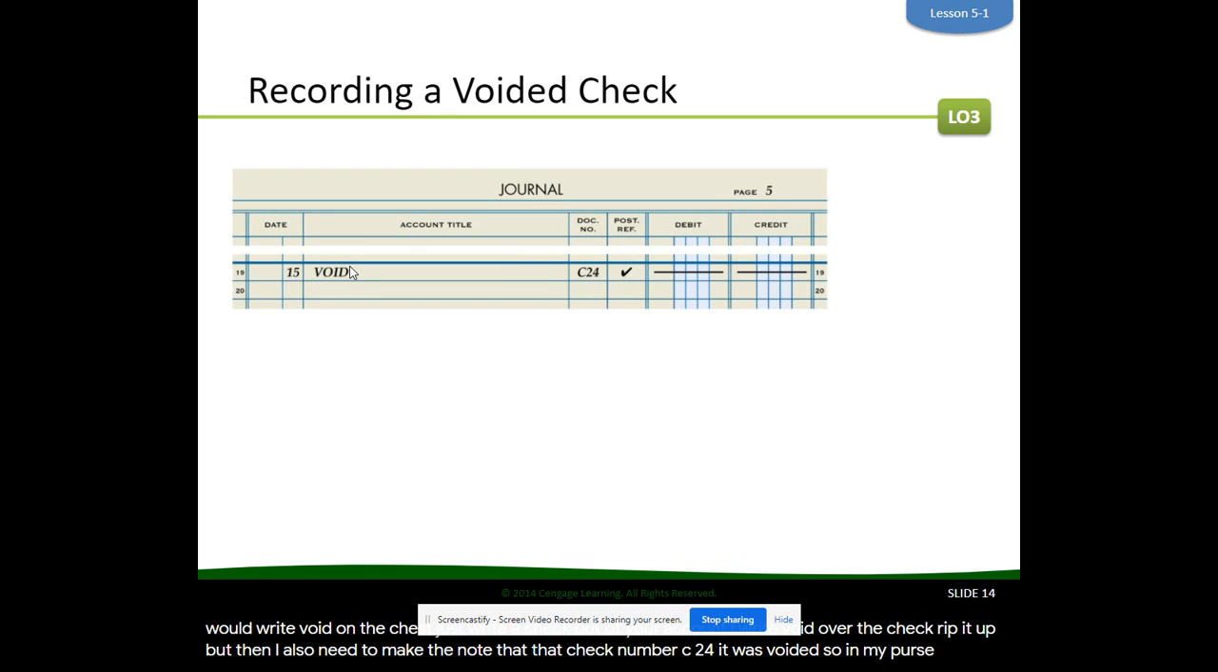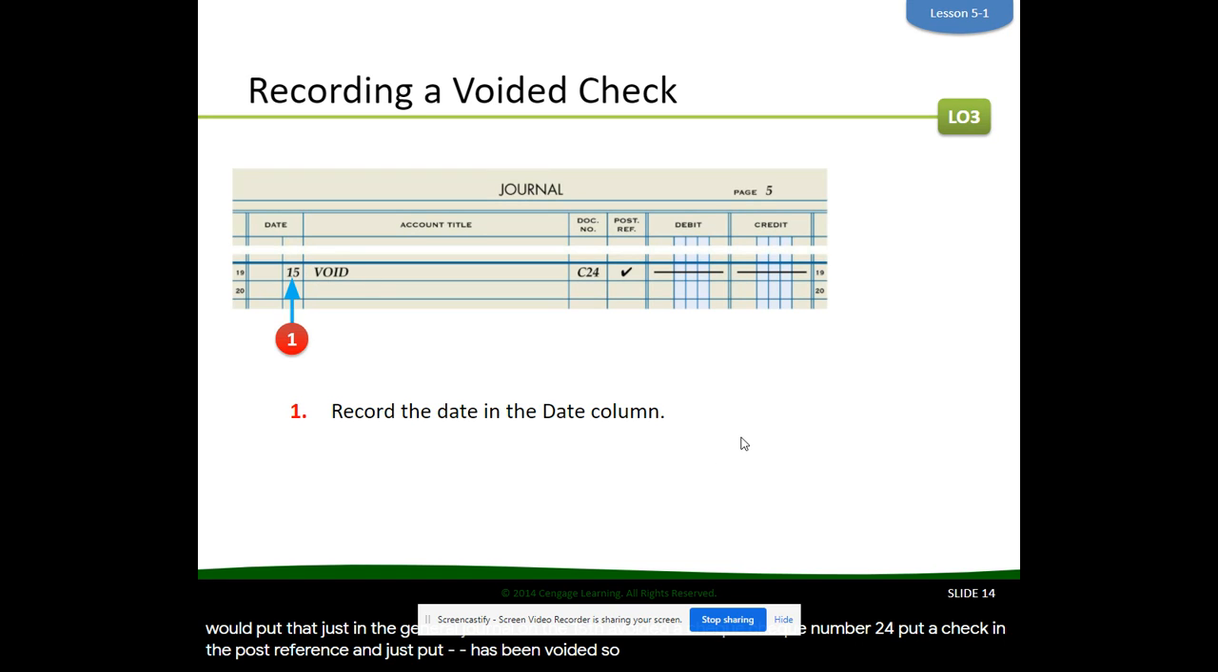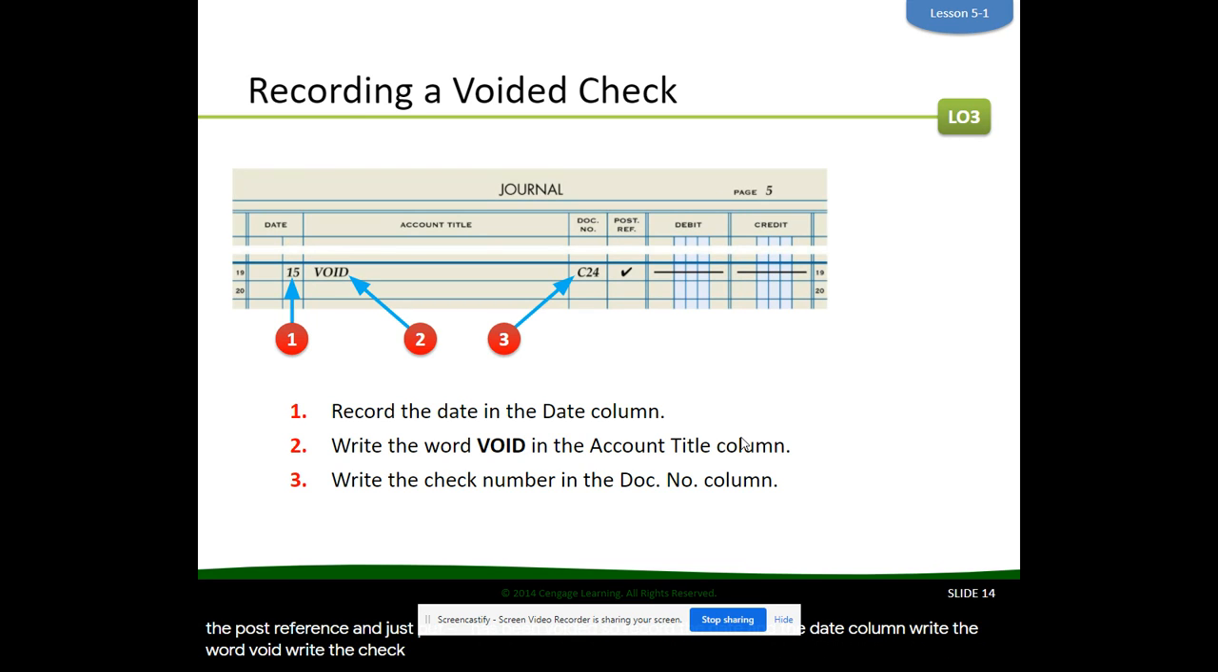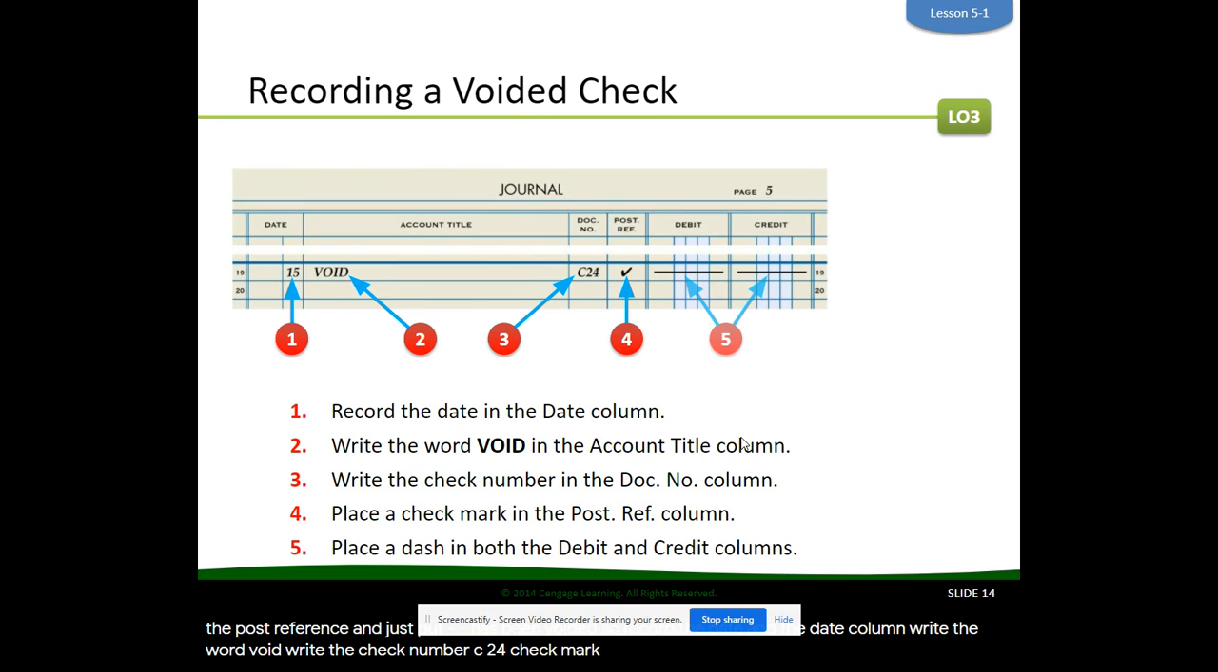So in my personal situation, I would write it in the check register or in my Excel spreadsheet. But here for the business, you would put that just in the general journal. On the 15th, I voided a check, check number 24, put a check in the post reference and just put dash dash, and that records that a check has been voided. So record the date in the date column, write the word void, write the check number C24, check mark, dash, and debit and credit.